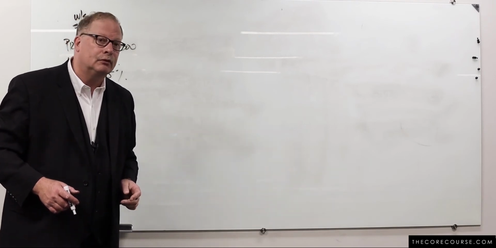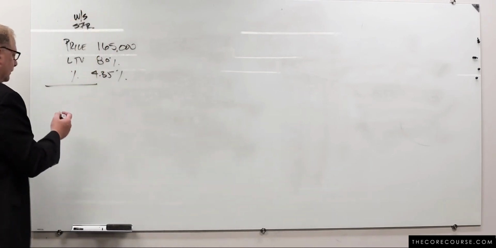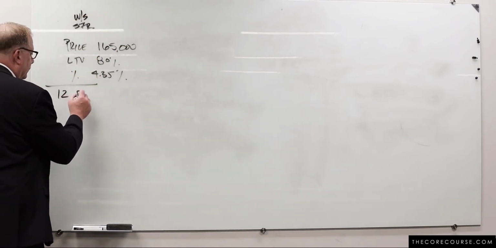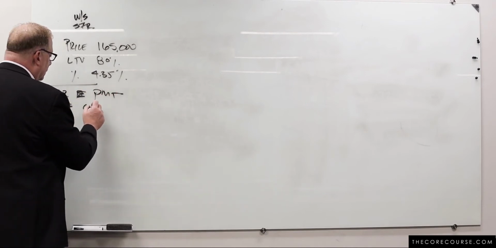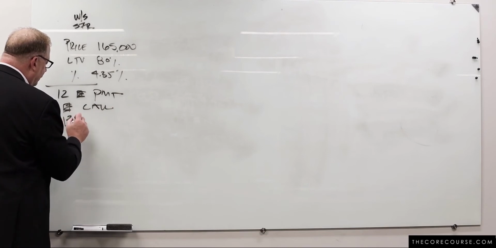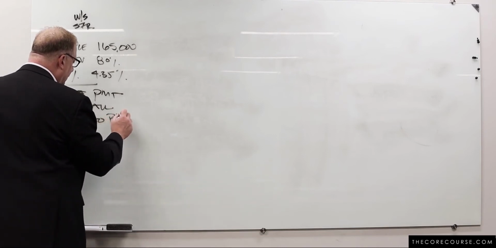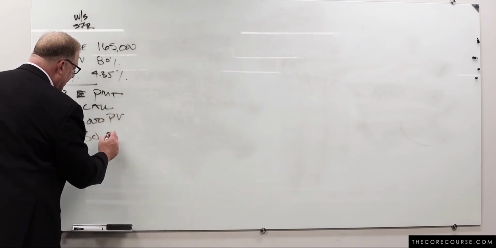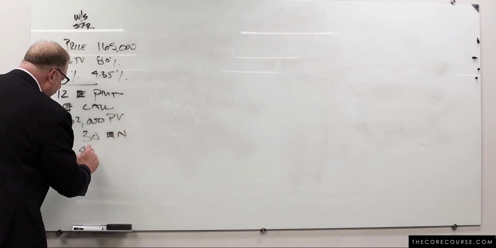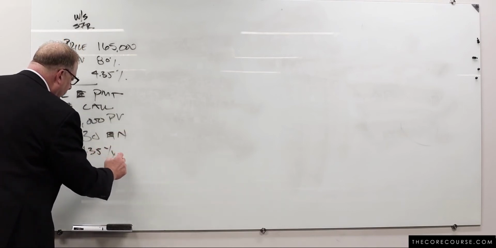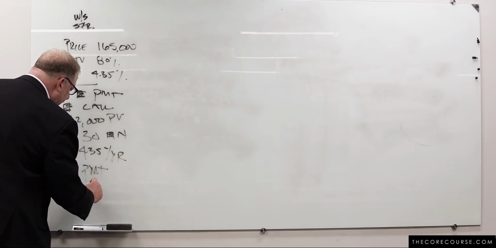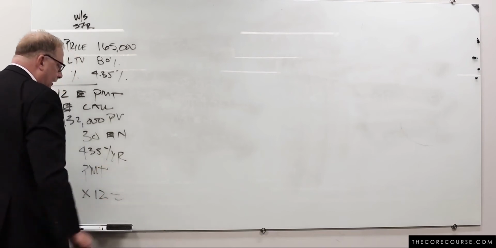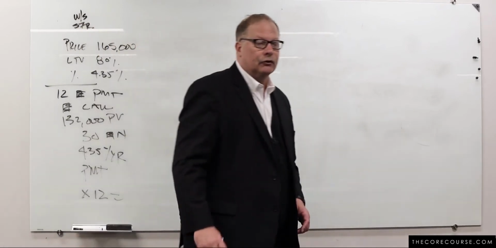How much? 132,000. Okay. So do 12 gold key payment, gold key clear all, 132,000 PV, 30 gold key N, 4.35 IYR, solve for payment. Then the last key press is going to be times 12 equals to annualize it. So do that real quick.